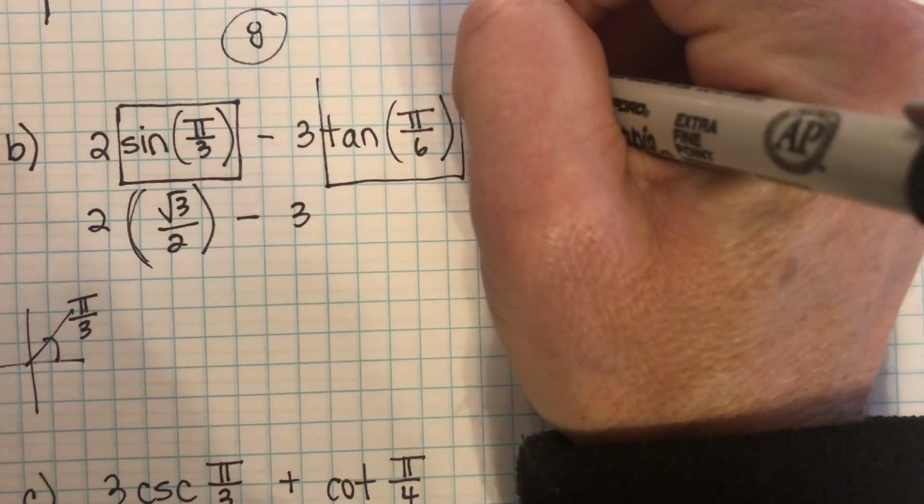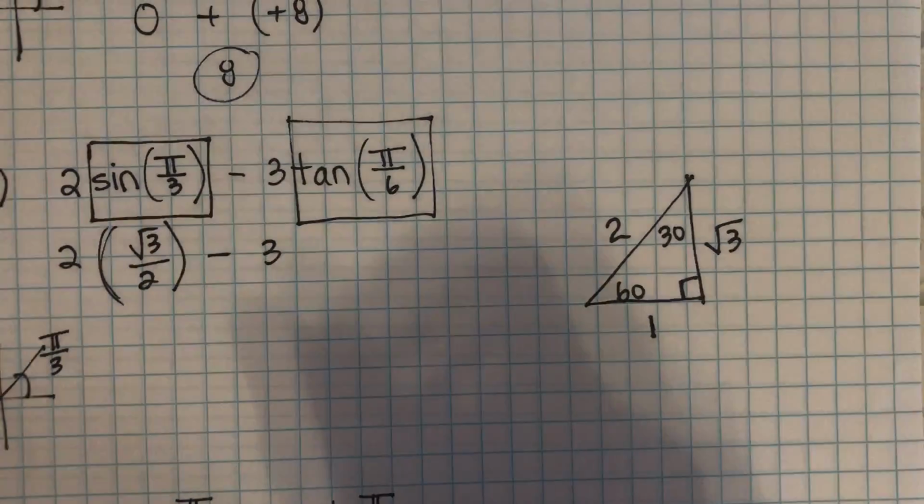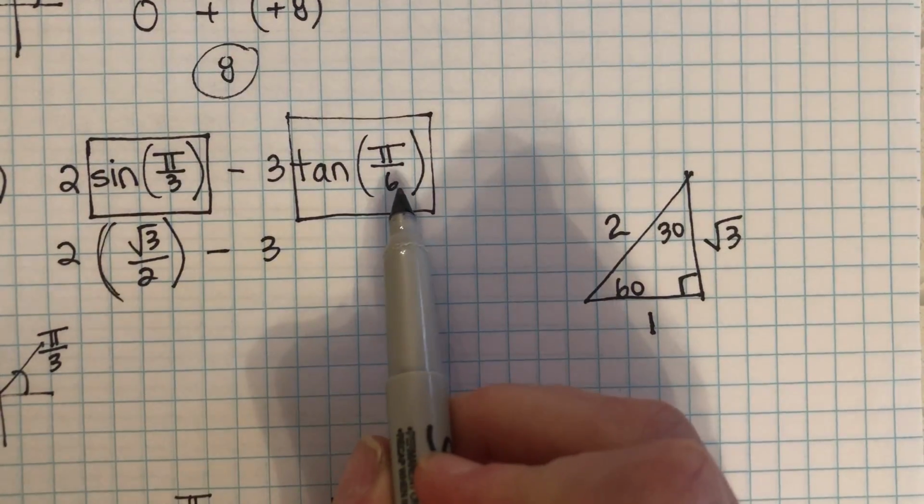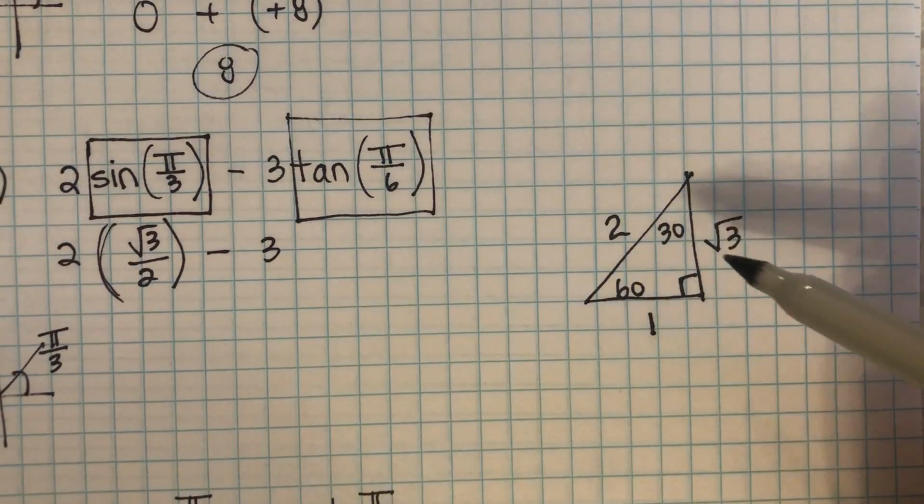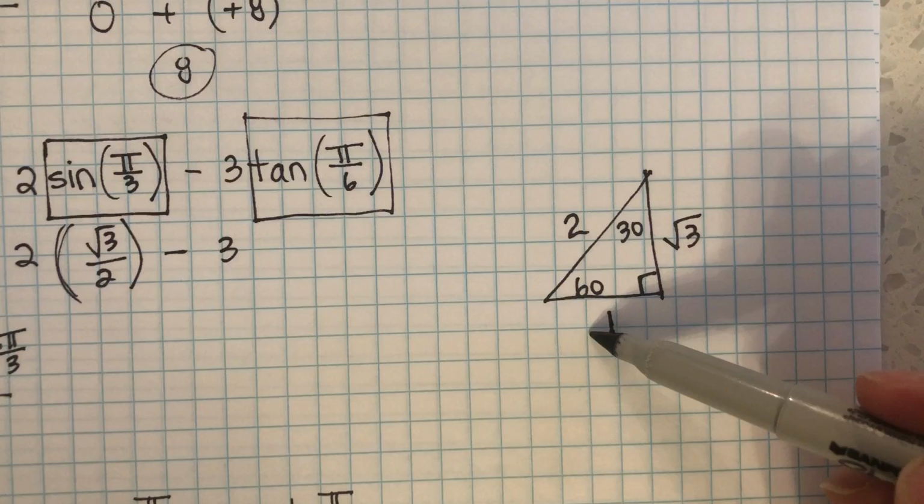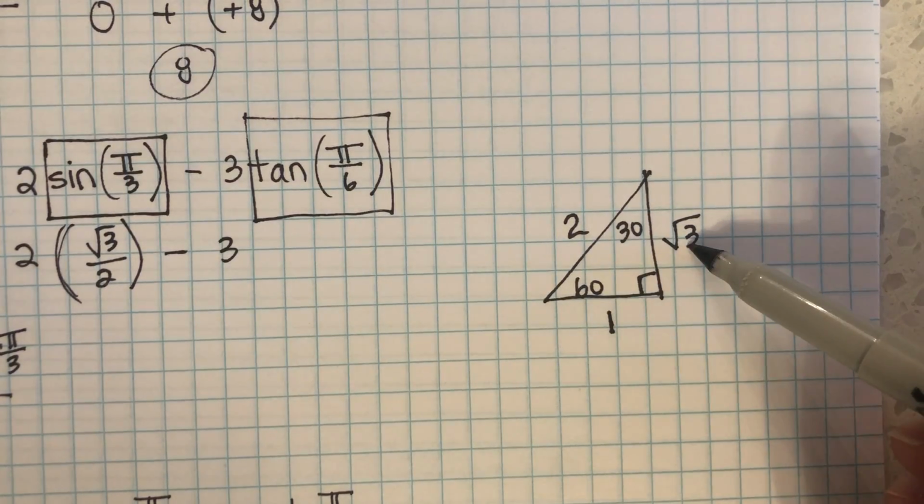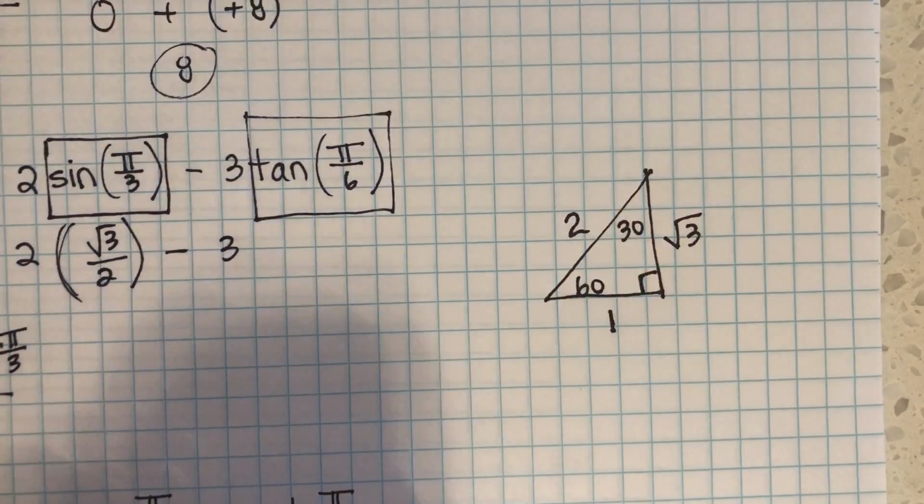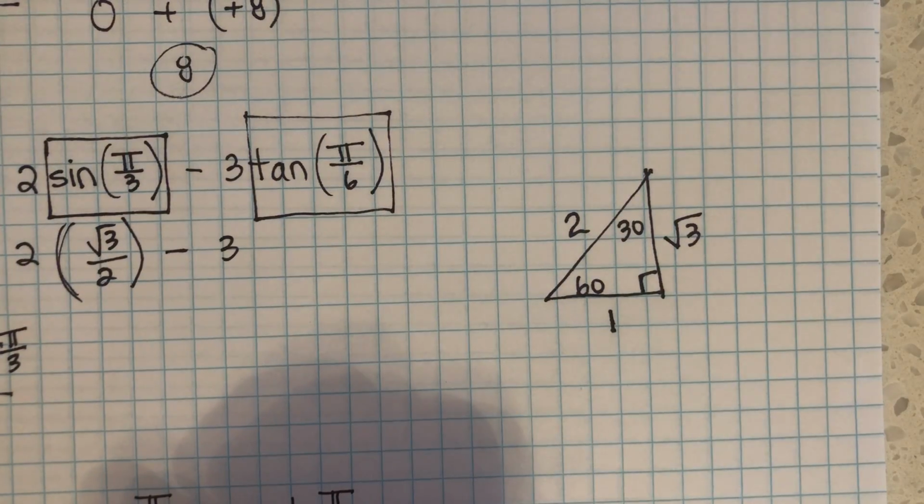What is the tangent of pi over 6? Well, guys, that's the tangent of a 30-degree angle. Well, what's the tangent of a 30-degree angle? Tangent is supposed to be O over A. So O over A is 1 over root 3. Now, you could even leave it as 1 over root 3 if you wanted to.